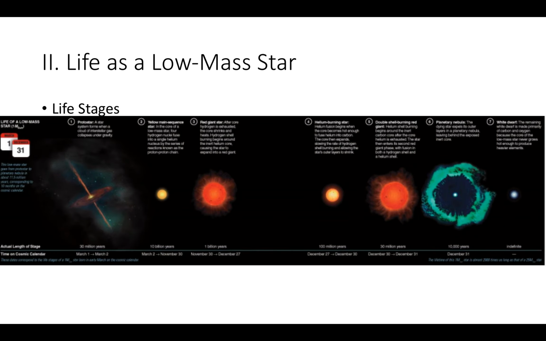Now, life as a low mass star is not that exciting compared to a high mass star, but we're going to talk about protostars, where it enters into a main sequence, and then once it uses up all of its hydrogen, it might become a red giant star. Then we'll talk about how it burns helium instead of hydrogen, and we get this double shell burning, where it basically turns into a planetary nebula and then ends up as a white dwarf.